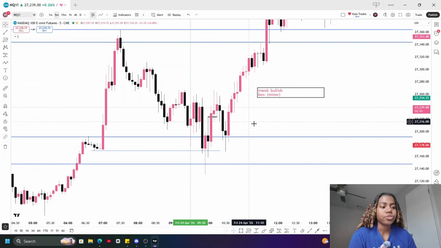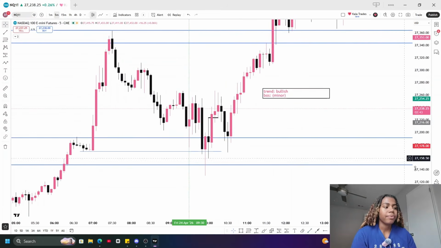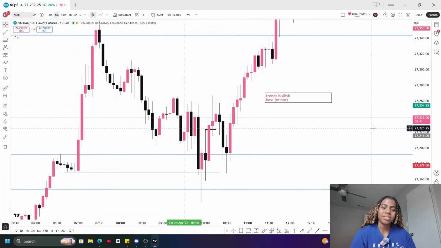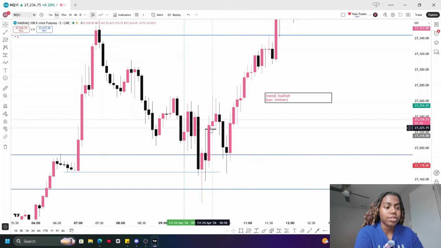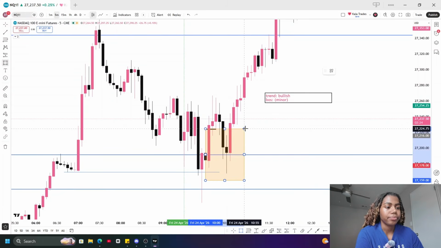Granted, you can take the trade with the wick. I prefer not to because I'm not as confident in those trades that they will have the possibility of playing out. So once we broke above that and this candle closed above this zone, I'm now going to mark this out as my demand zone. Boom.